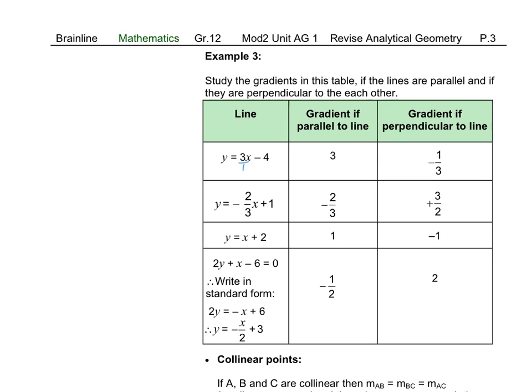So for parallel lines, we will use the same gradient, minus a half. For perpendicular lines, we will change the sign from a minus to a positive, and we will flip the fraction, now 2 over 1, which is 2 for the perpendicular line.